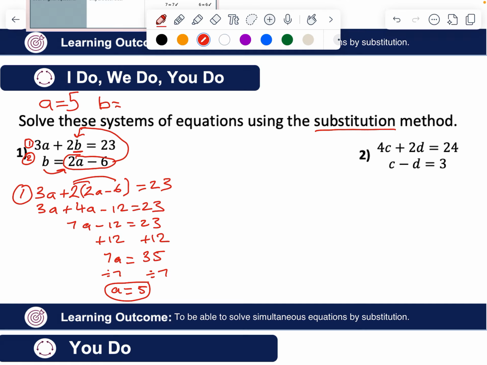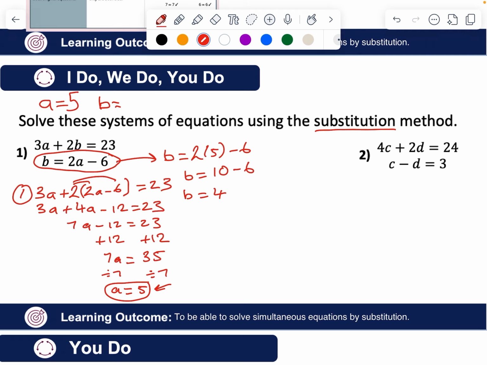Right, that is not the question complete. Now I know what A is, I'm going to substitute that back into one of my original equations up at the top. So let me get rid of all this writing. I can pick either. I'm going to pick the second one just because it looks a little bit easier. So I'm trying to work out what B is. B is 2 times A. We know that A is now 5, minus 6. So 10 minus 6, B is 4. And that's that first one complete.